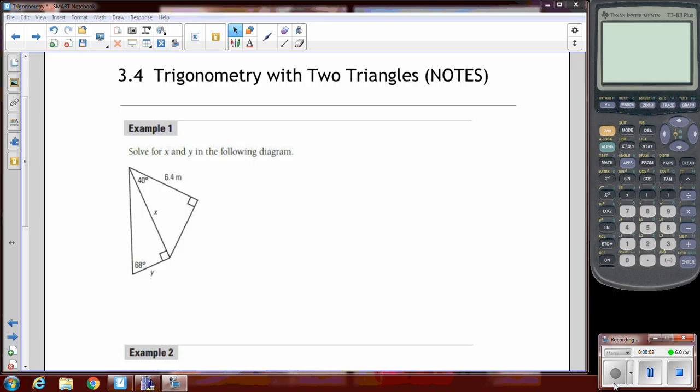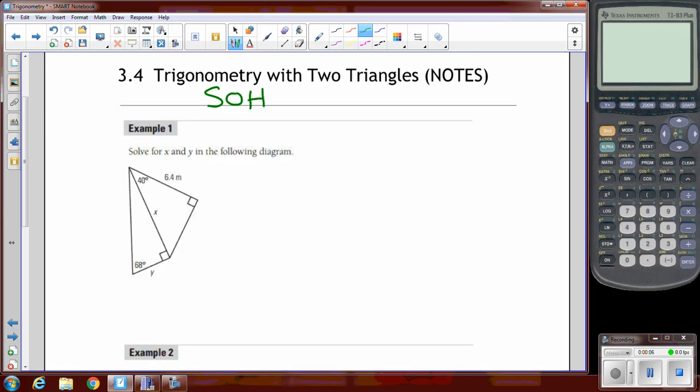This lesson takes our knowledge of SOHCAHTOA and moves it on to using it for solving problems that involve two triangles. So just a rule of thumb here, when we're doing something with two triangles, nothing else has changed. All the information we learned before still holds true.